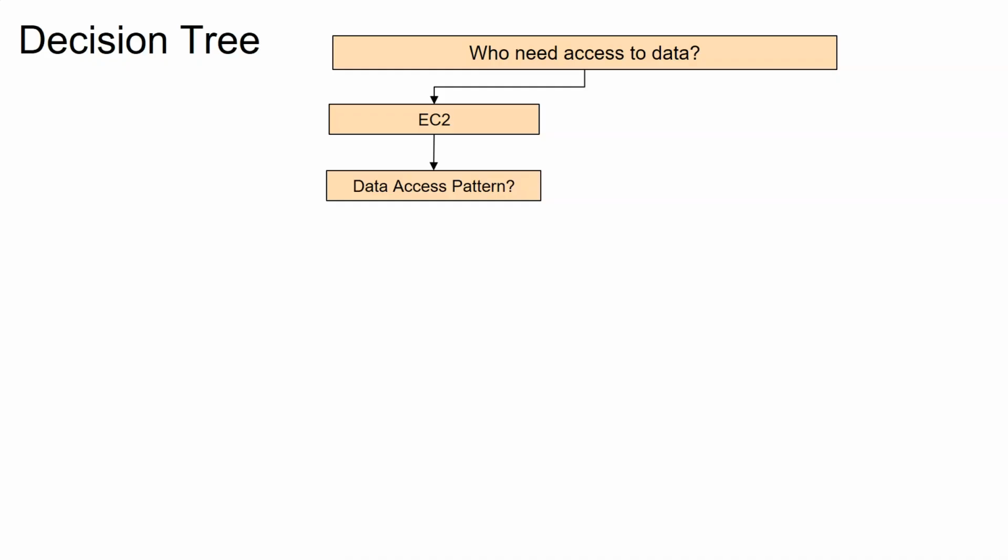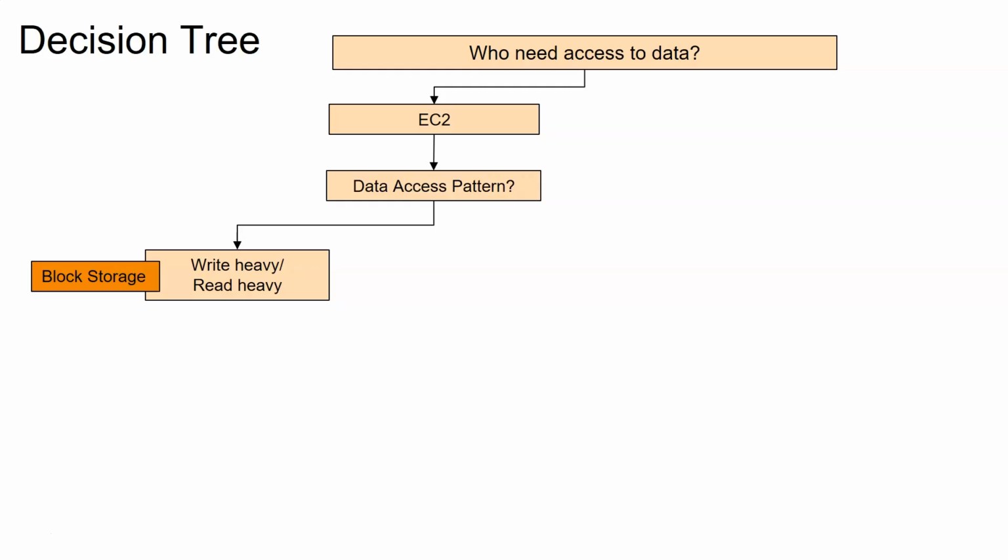Now what is the data access pattern? It's write heavy and read heavy. That means you are continuously writing and reading the data, like for an operating system or for databases. That's typically this case, right? If that, then obviously we are talking about block storage, because we are reading and writing heavily. And then there is a choice. Do I need to persist that data, or is it okay to lose the data?